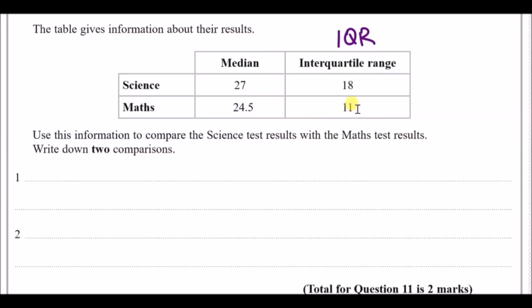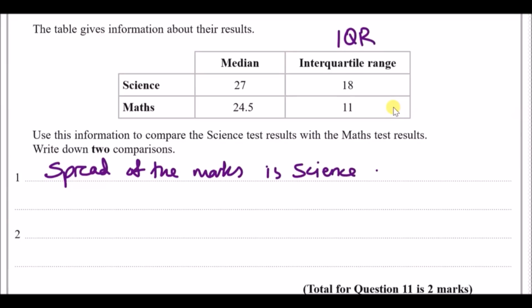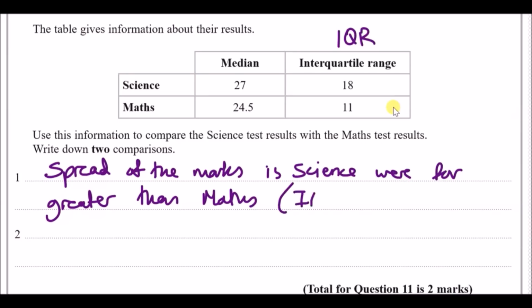So because it's lower here, it means that the difference between the first and third quarter students were closer in marks. So let's say this, we can say that the spread of the marks in science were far greater than maths. So you can put a bracket, IQR of 18 is bigger than IQR of 11. Obviously we shouldn't write like that. Actually, it should be IQR of science bigger than IQR of maths.